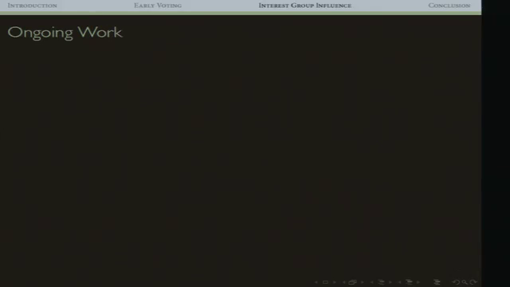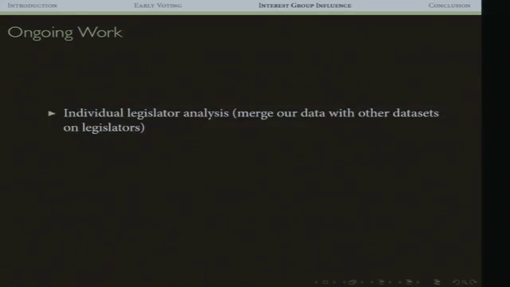So this is ongoing work, as I mentioned. ALEC was just one particular example. We are doing something much broader. We're moving towards an individual legislator analysis, which involves taking this text data and merging it with other data sets on individual legislators. We know who all these people are, and we can gather tons of information. It's hard because it's not centralized, but it's doable, with enough time and resources.